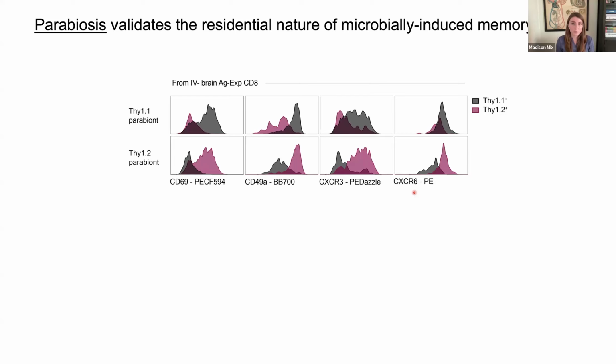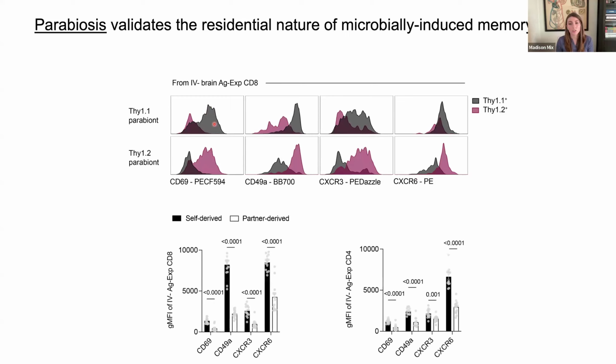Overall, what we determined is that cells of self-origin exhibit greater expression of these residency markers, suggesting that the commitment to a resident memory phenotype probably closes sometime after the resolution of infection, but that circulating memory T cells can continue to survey this tissue. What I'm showing below is the summary data of these self and partner-derived cells for CD8 and CD4 T cells, in terms of the expression profile of these TRM markers.